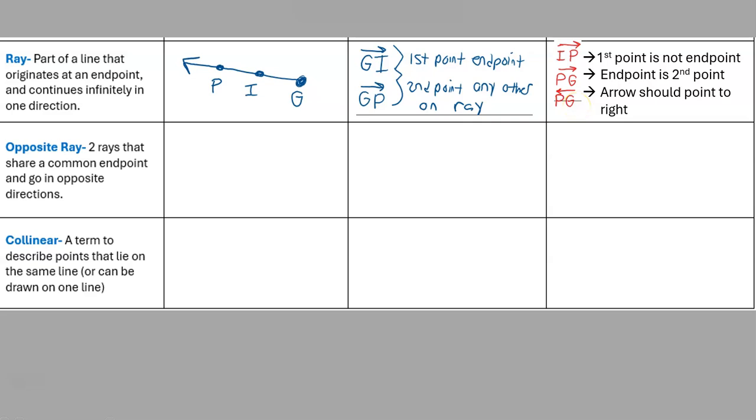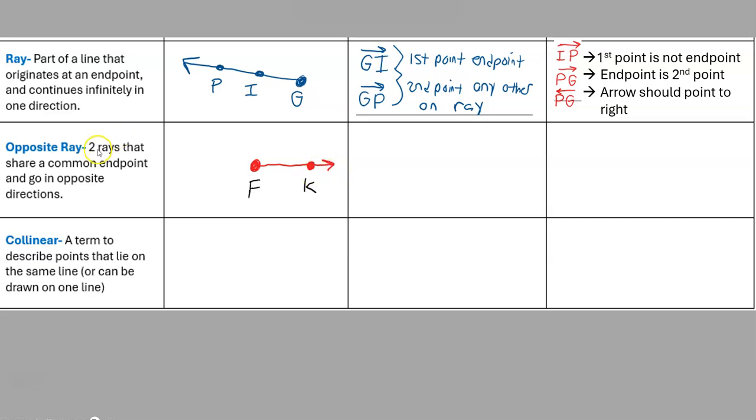Okay, so moving down to a ray, what if we have now opposite rays? Well, this is talking about 2 rays that have a common endpoint, but they go in opposite directions. So let me talk about that opposite direction part. The first thing I'm going to list here is a ray, and this ray begins at point F, goes in the direction of K, and we're good to go.